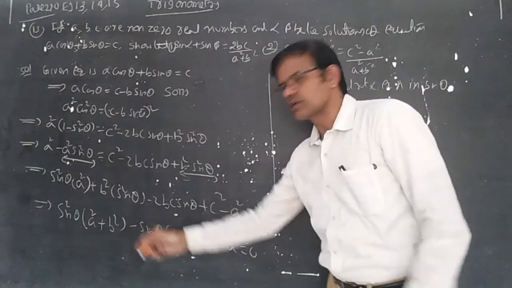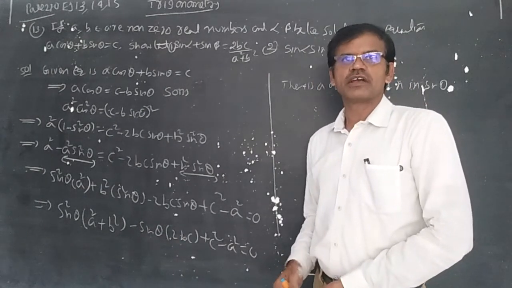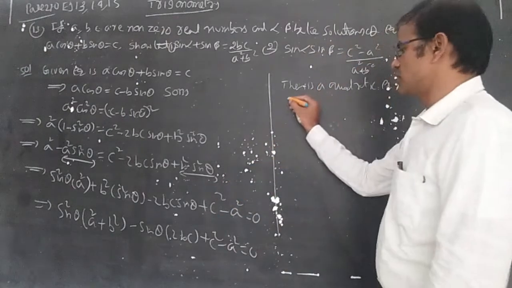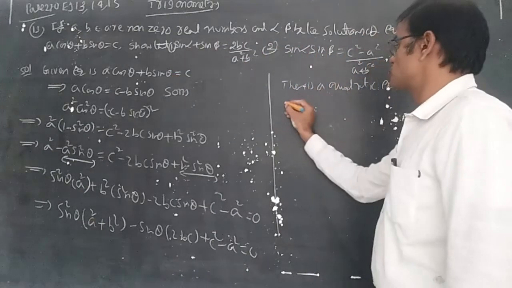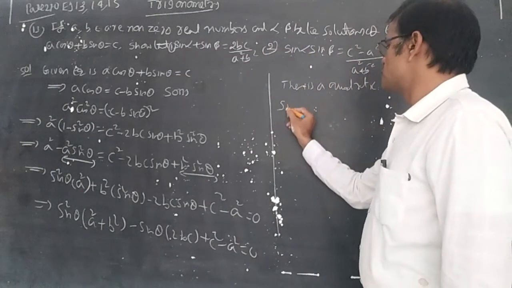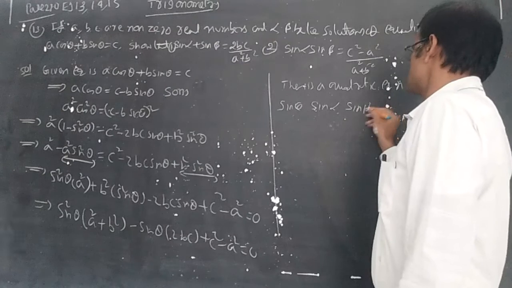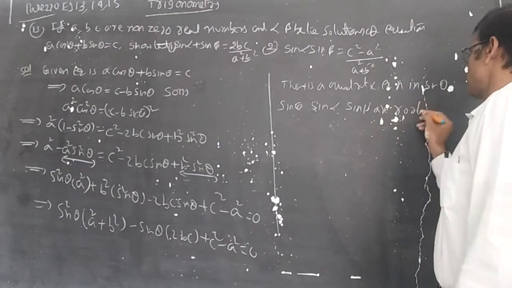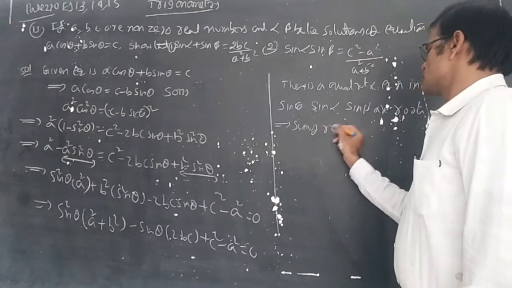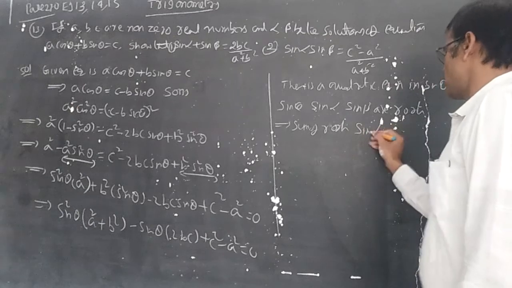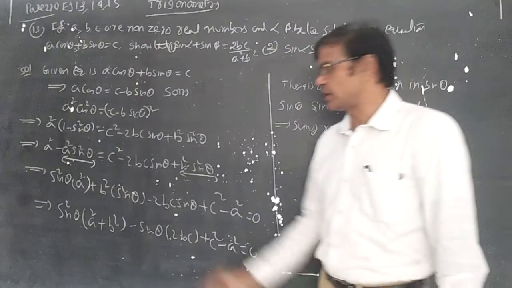Whenever a quadratic equation is in the form ax square plus bx plus c is equal to 0, then we can calculate. Sin alpha and sin beta are the roots, already given. Using sin alpha, sin beta, the sum of roots and product of roots should be calculated. Since sin alpha, sin beta are roots, that implies the sum of roots. The sum of roots formula in a quadratic equation is minus b by a, which we have learned in 10th class.